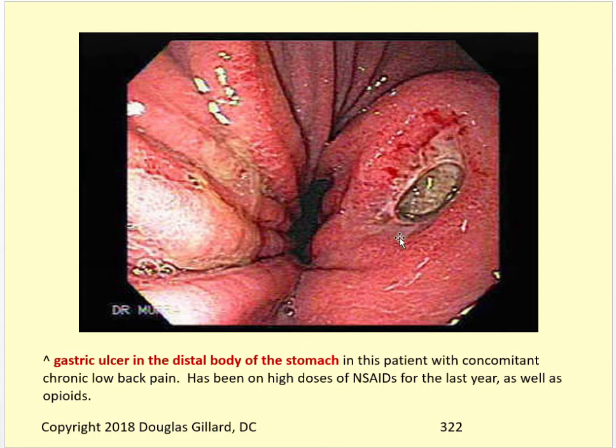That is pain. That's an ulcer. That's a gastric ulcer in the body of the stomach. Patient, low back pain patient, had taken NSAIDs a long time and his stomach went out. Did an endoscopic eval, and there you go.